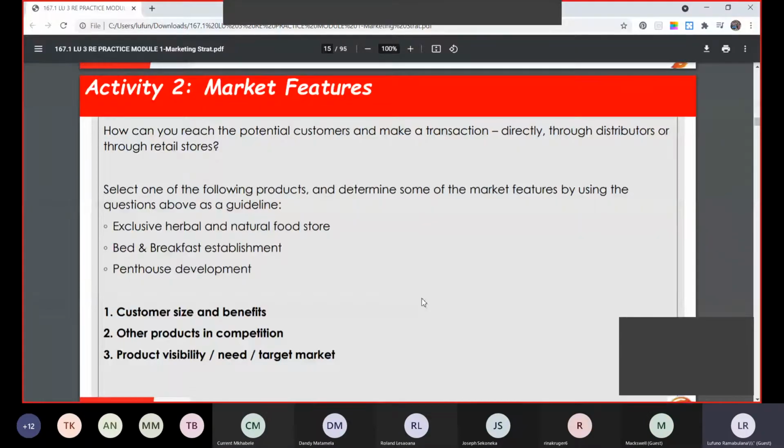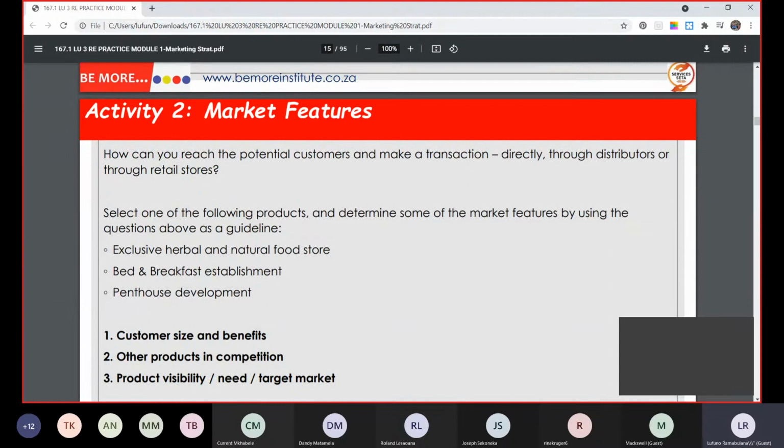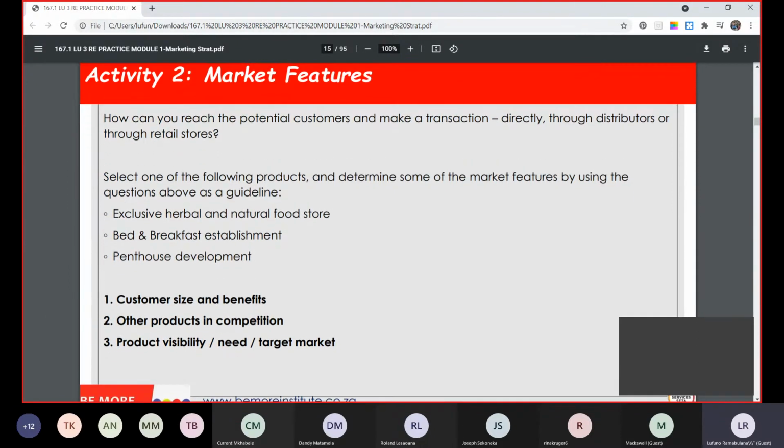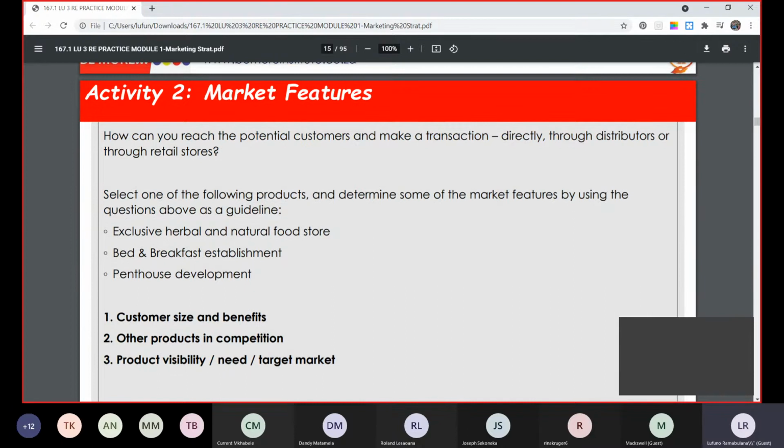Okay. So this is the second activity that we can look at. Let me see if we can maybe touch on this. These are the market features. How can you reach the potential customer and make a transaction directly or through distributors or through retail stores?